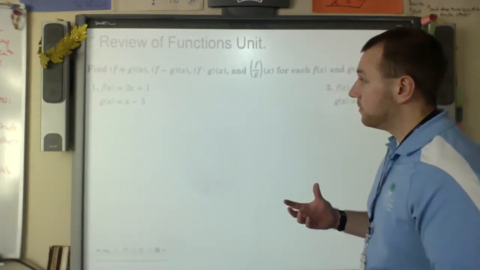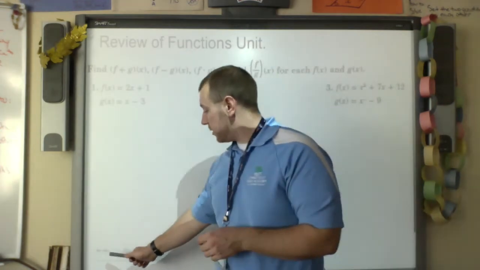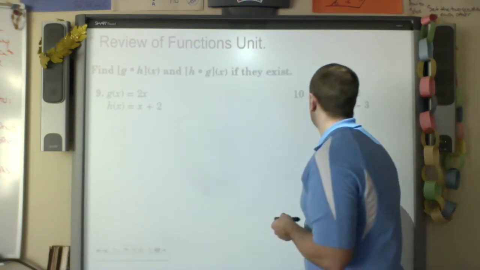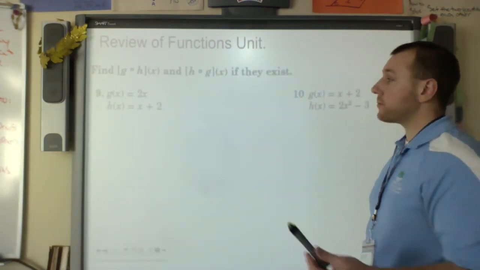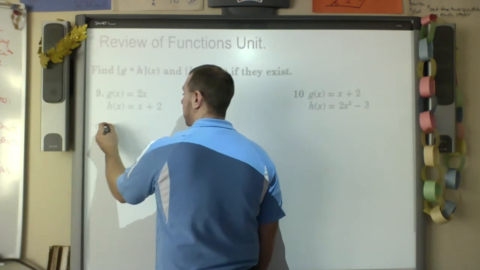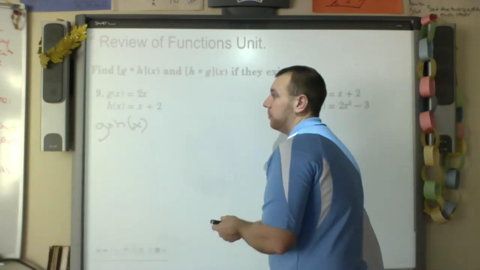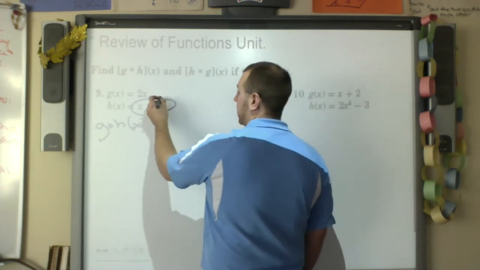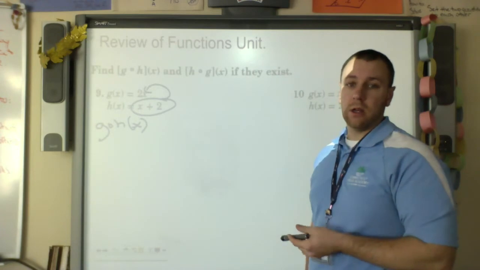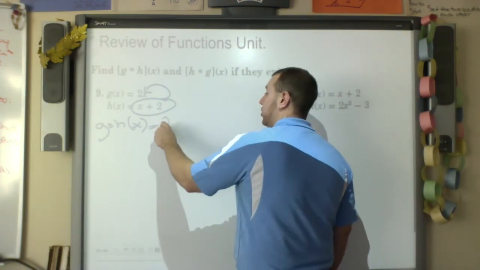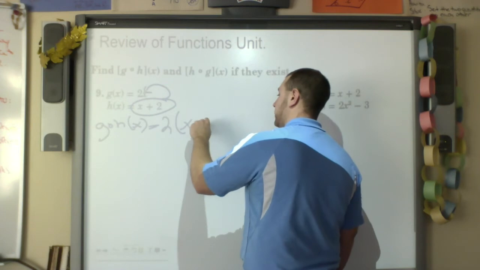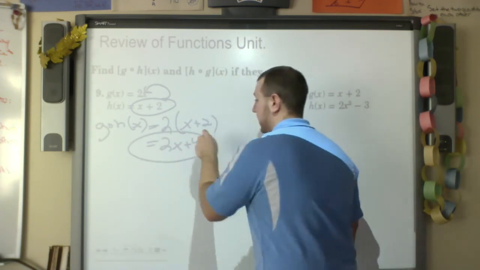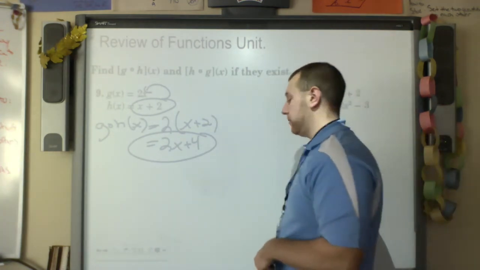Function composition. Oh, these are the next practice problems. Function composition just is a big word for substitution. So g of h of x means that I'm going to take my h function and I'm going to plug it in to my g. So 2 times x plus 2. Well, that becomes 2x plus 4. And that's my answer.